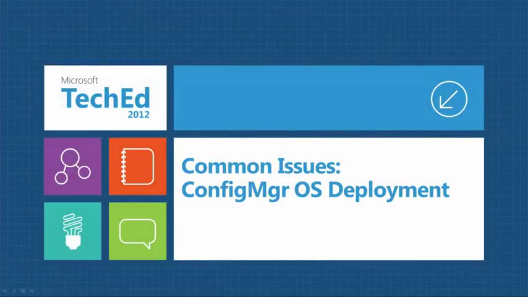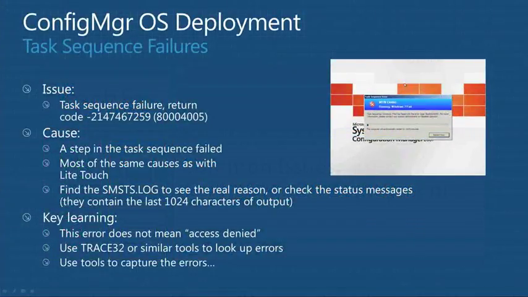Config Manager, now we're running out of time, so we'll skip through this one fairly quickly. It's the same basic idea. We run into task sequence failures. We get the 80004005. We need to look at the smsts.log. The one advantage that you get with Config Manager is it captures the last 1,000 characters of output into the smsts.log so that you don't have to look into other log files to see what output that command might have generated. So that one's good.